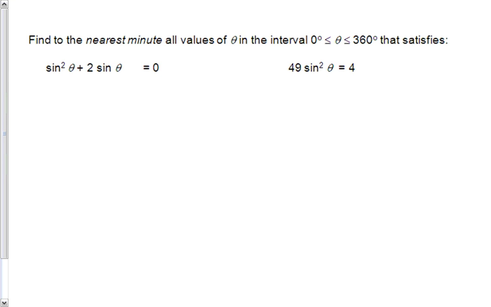Alright, over here we have a couple of problems we want to take a look at. Find to the nearest minute all values of theta between 0 and 360. As you can see, we're sticking to the standard one cycle. Just to let you know in the notes, I had to delete the 5 because it was the same problem above. So this problem is slightly different.